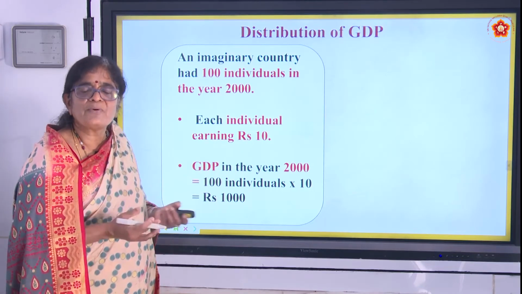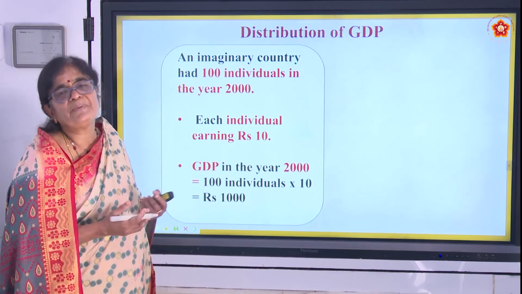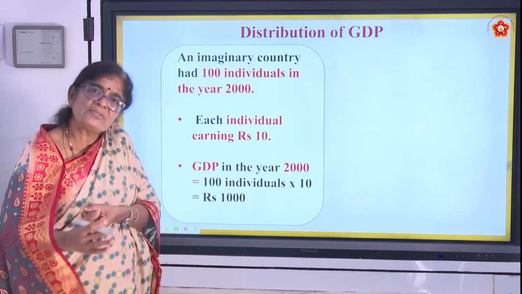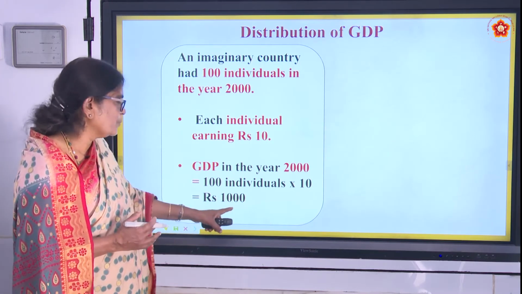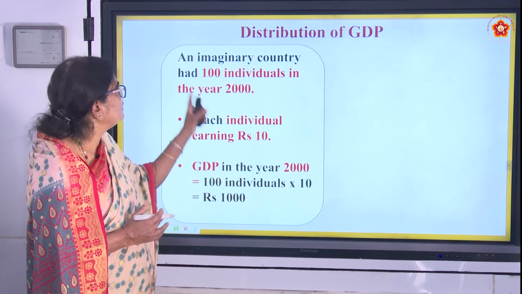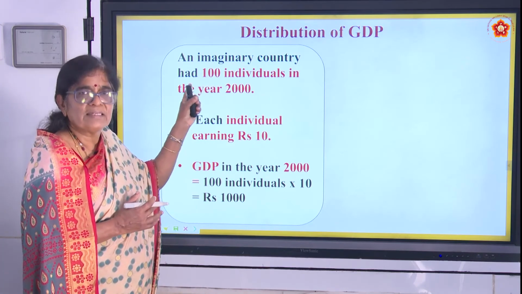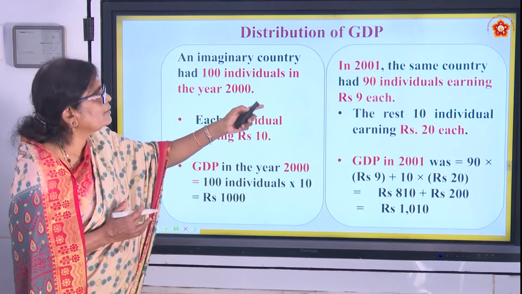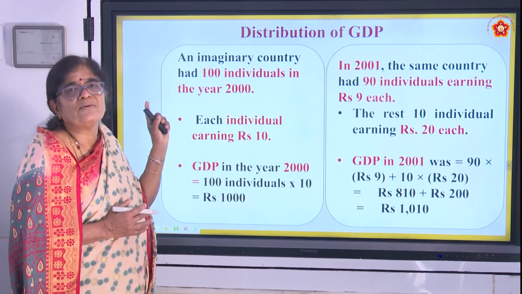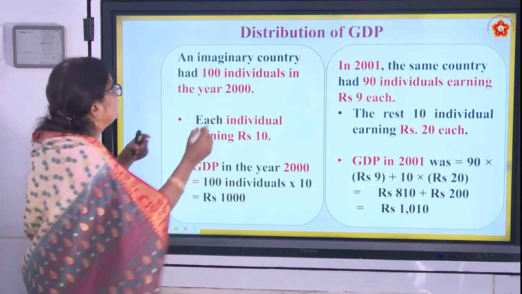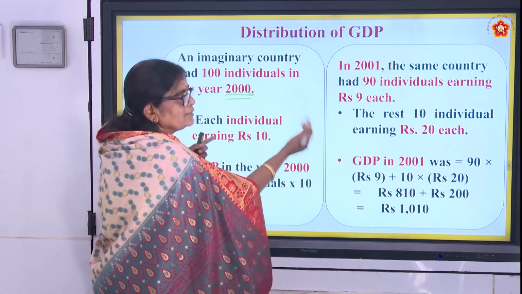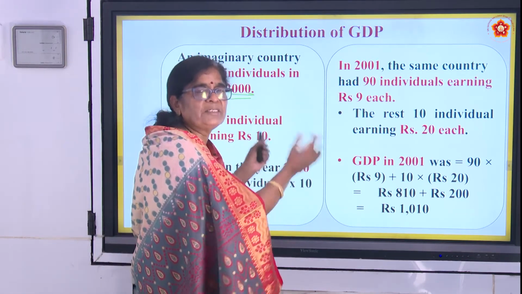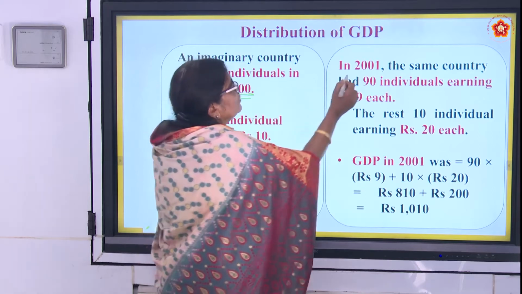What is the total number of individuals? 100. Therefore, GDP is 100 individuals times rupees 10. It will give you rupees 1000. This is the GDP in this imaginary country. And we'll take another example, for the same country. This was for the year 2000. Here we are comparing the same country and same population between two years, 2000 and 2001.